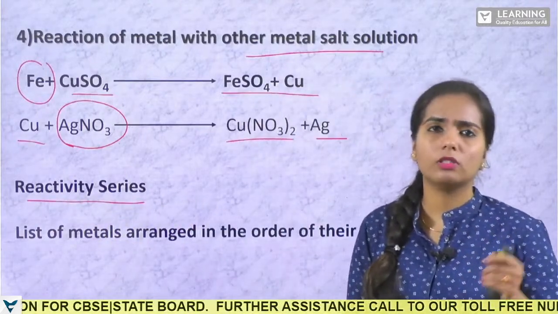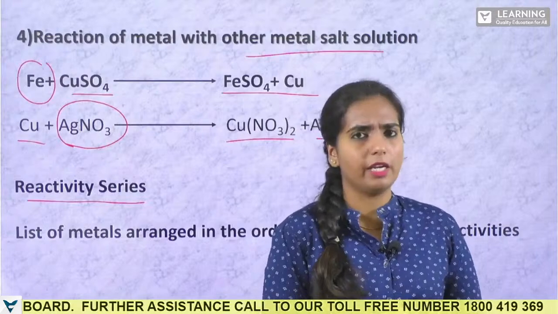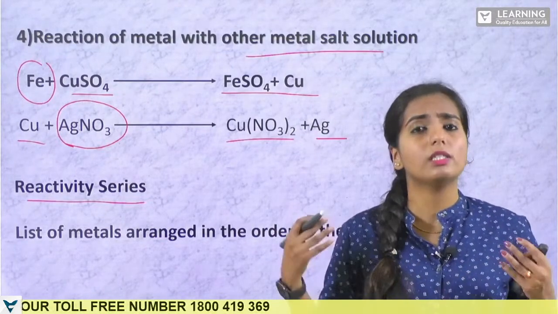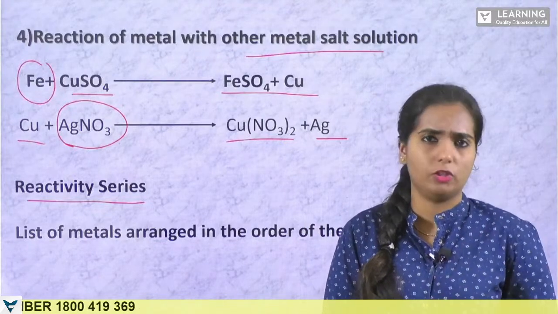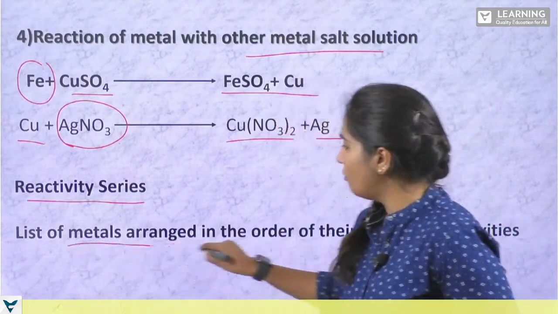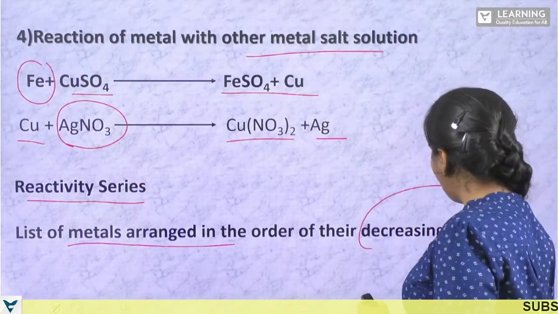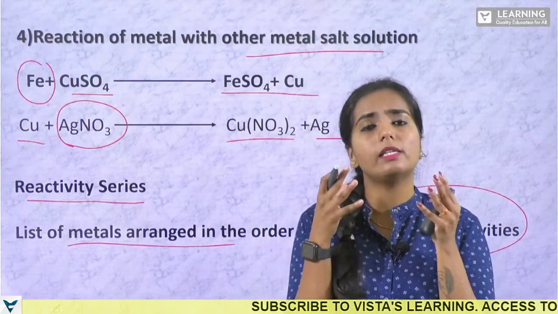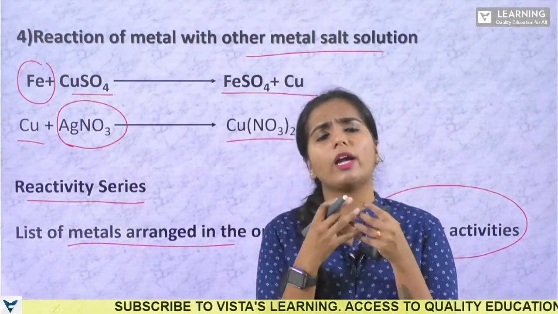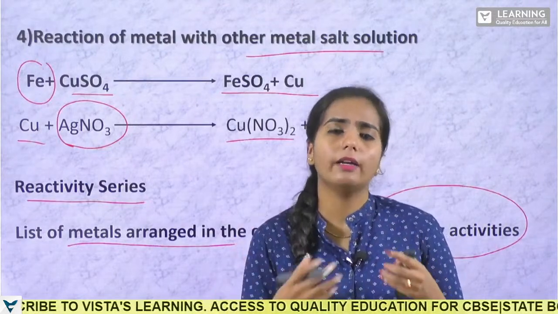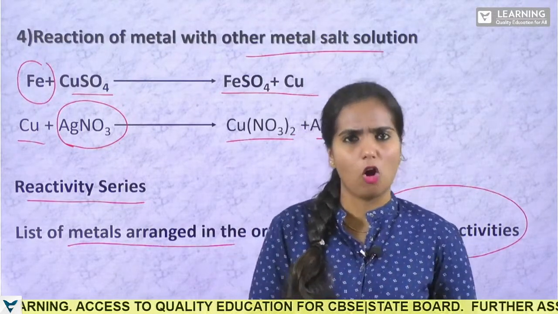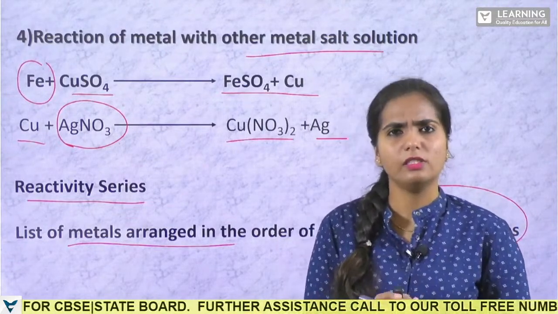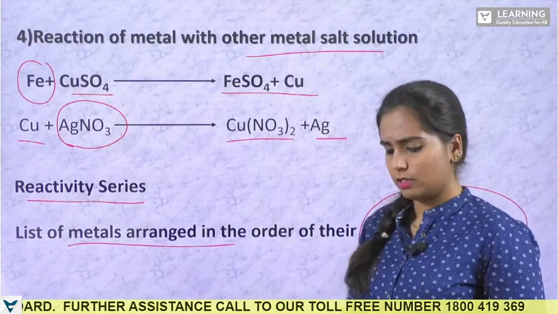Moving on, yes, the reactivity series. We have been learning about this reactivity series since our first chapter, right? I hope by now you are very clear with it. What is actually the reactivity series? What is the definition? A list of metals arranged in the order of their decreasing activities. According to how actively they react, they are arranged in decreasing order. That is called the reactivity series. So what are the list of elements?